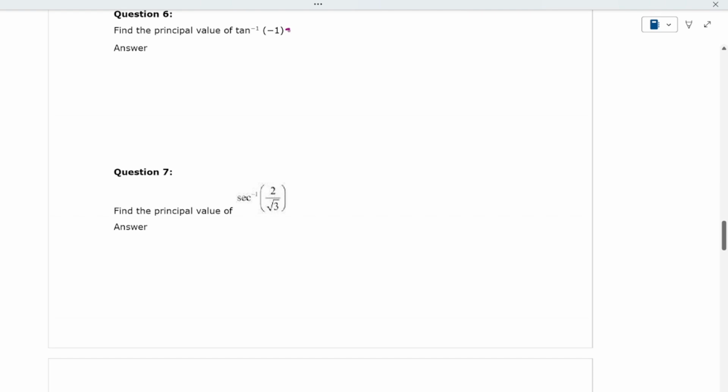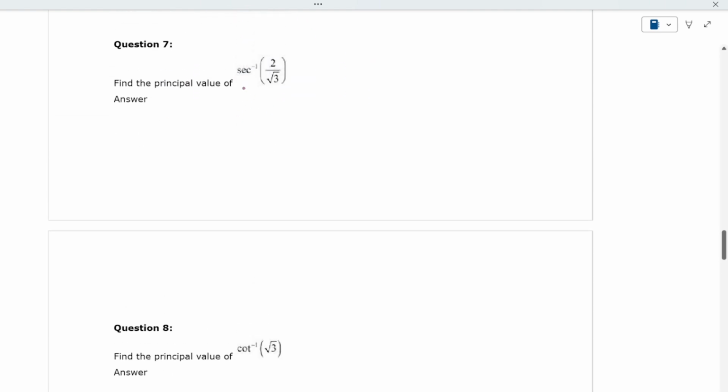Now tan inverse of minus 1 is equal to y, and tan y will be equal to minus 1. Okay, the tan y will be equal to minus 1. And next, if you see, the value of that would be equal to minus pi by 4. Tan will become minus 1 at minus pi by 4. Okay, pi by 4 is 45 degree. Okay, it will become minus 1.